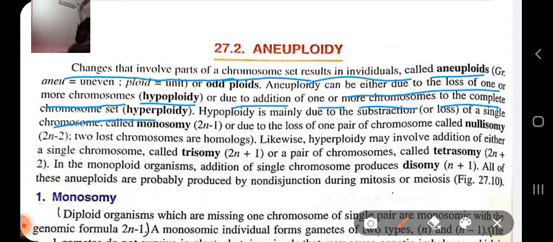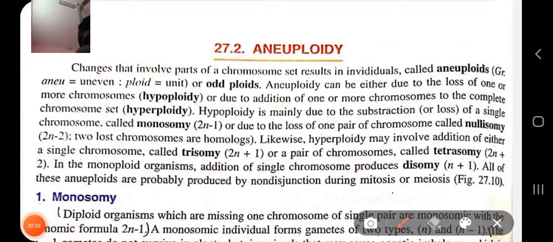So hypoploidy, as I have said in the first video on monoploidy, means loss of one or more chromosomes, whereas addition of one or more chromosomes is known as hyperploidy. So hypoploidy mainly occurs due to subtraction. Due to subtraction or loss of a single chromosome, hypoploidy can occur. That is called monosomy.